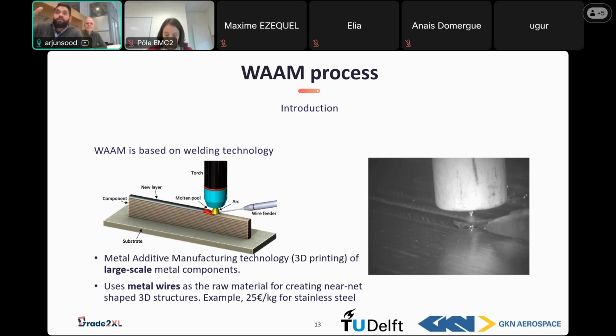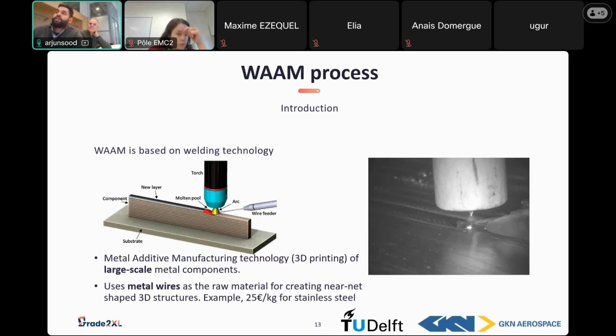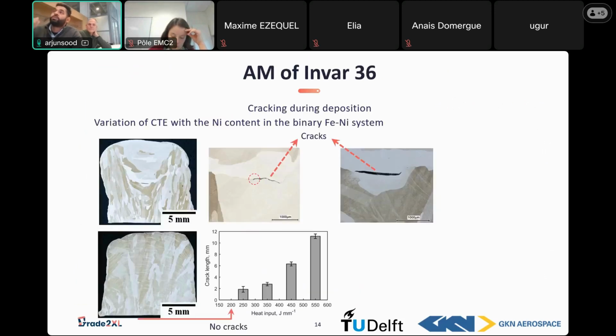In this figure, you can see the schematic of the process, whereas in reality, the process would look something like this. You have a metal wire, which is incoming, and then you have an electric arc, which is depositing the material layer by layer. This process is repeated again and again in order to generate the required 3D structures. With this, we moved on to additive manufacturing of INVAR 36.